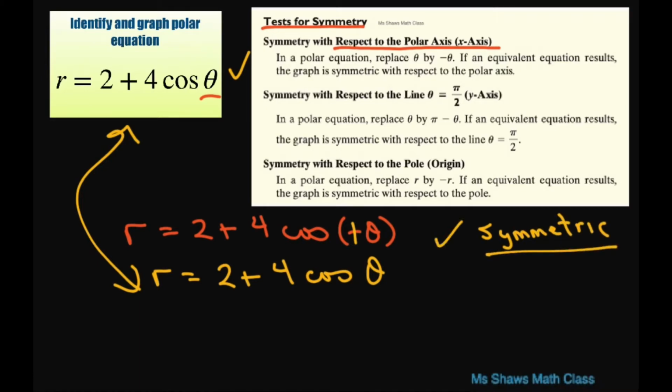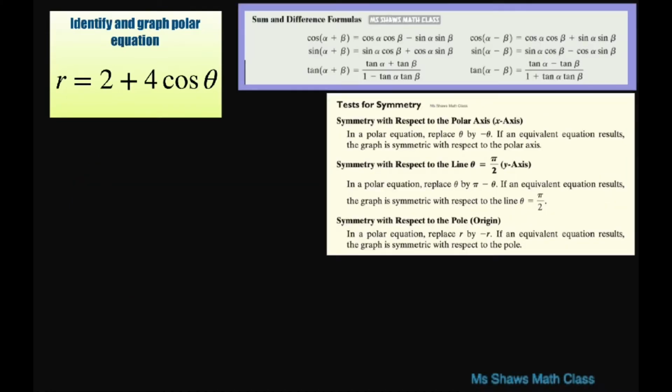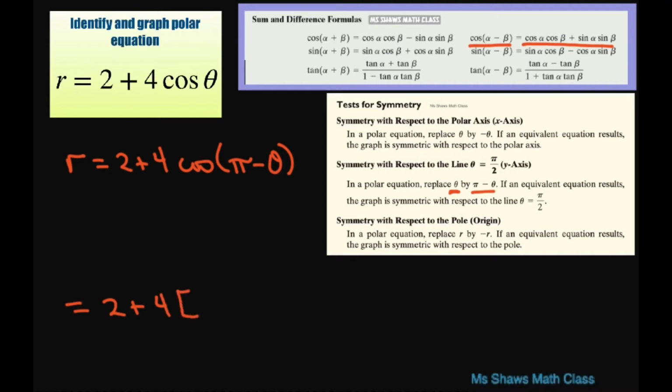So this one's good. Let's check our symmetry with respect to the line theta equals pi divided by 2, which is the y-axis. Basically, you substitute in pi minus theta for theta. So you're going to have r equals 2 plus 4 times cosine of pi minus theta. Let's expand it using our sum and difference formulas. This is going to equal 2 plus 4 times cosine of pi times cosine of theta plus sine of pi times sine of theta.